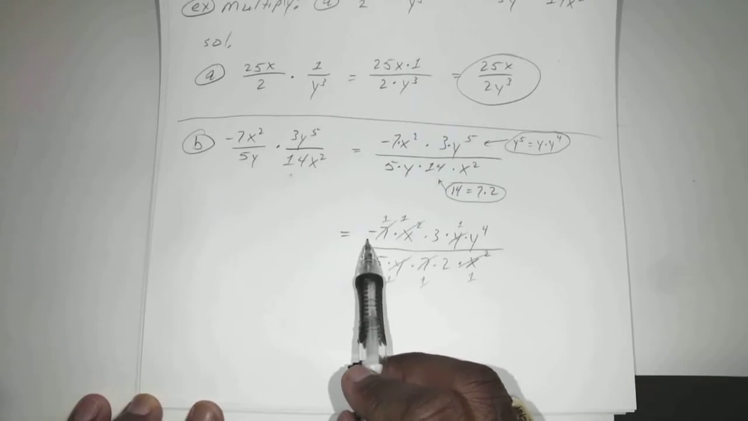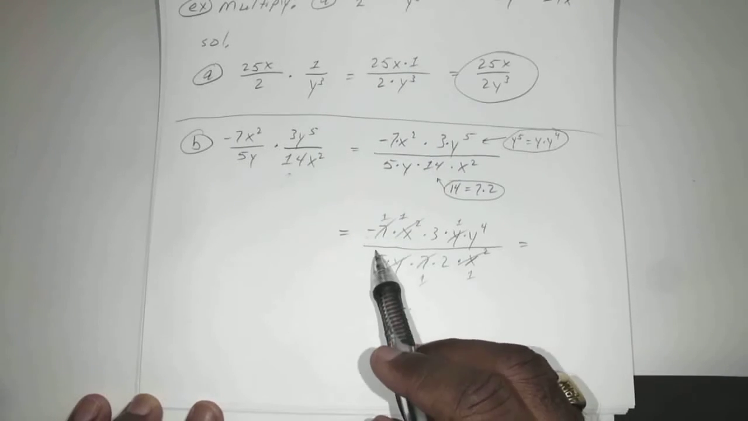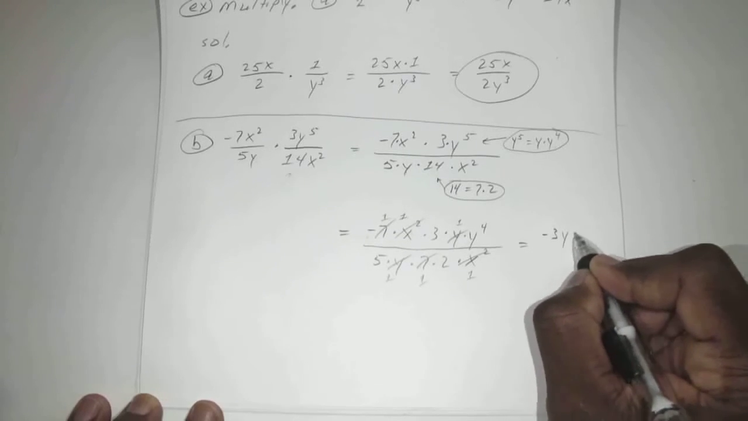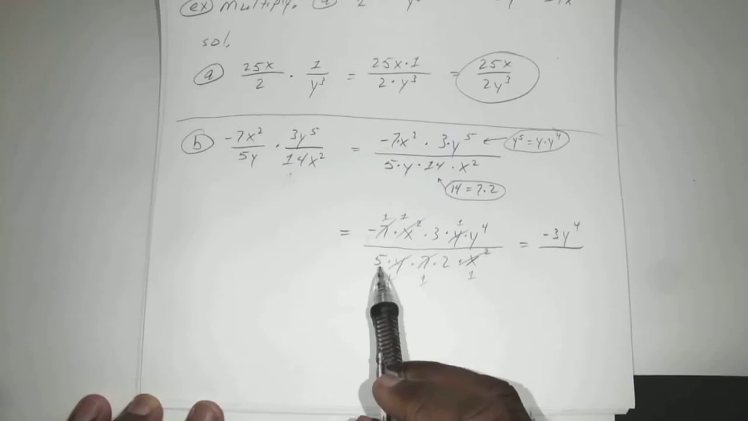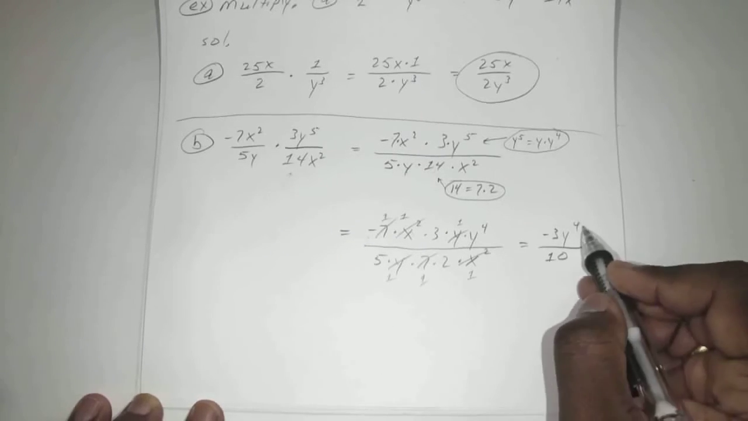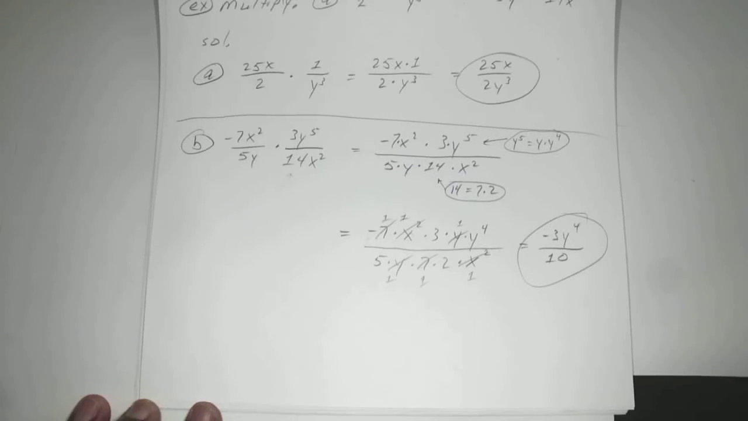Okay, but don't forget you still have that negative up there. So here you have negative 3 times y to the fourth over 5 times 1 times 1 times 2. So 5 times 2 gives you 10. Okay, so nothing else cancels out. So that would be our final answer.